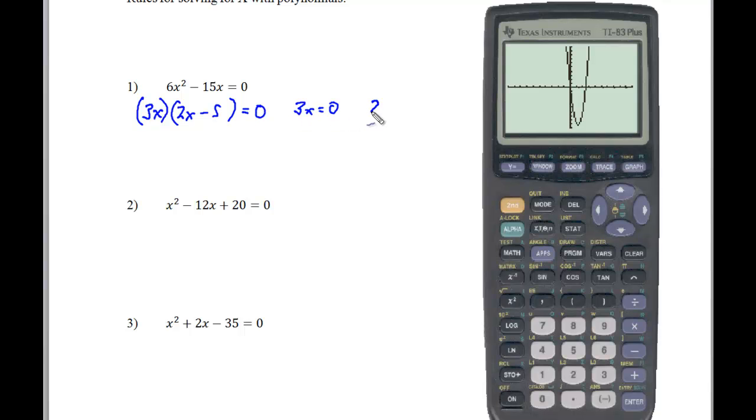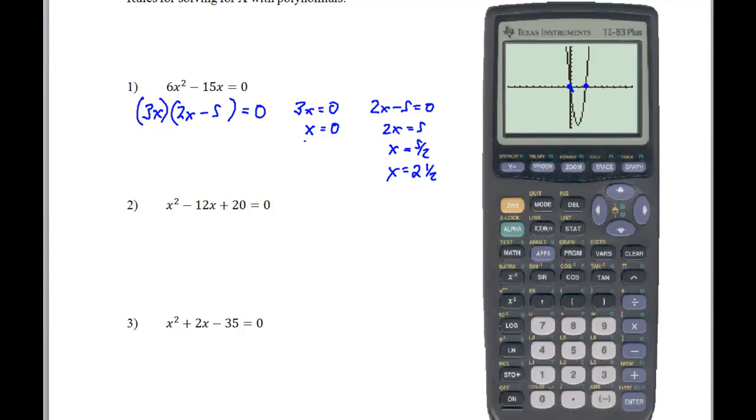So 3x is equal to 0 and 2x minus 5 is equal to 0. I'm going to solve for x now. Dividing both sides by 3, x is equal to 0, because 0 divided by 3 is 0. And I'm going to add 5 to both sides, so 2x is equal to 5. Divide both sides by 2, x is equal to 5 halves, or 2.5. Now, if I look on my screen, where x is equal to 0, that's right there. And x is equal to 2.5, that's right there. So this checks out. This equation hits the ground at these 2 spots.